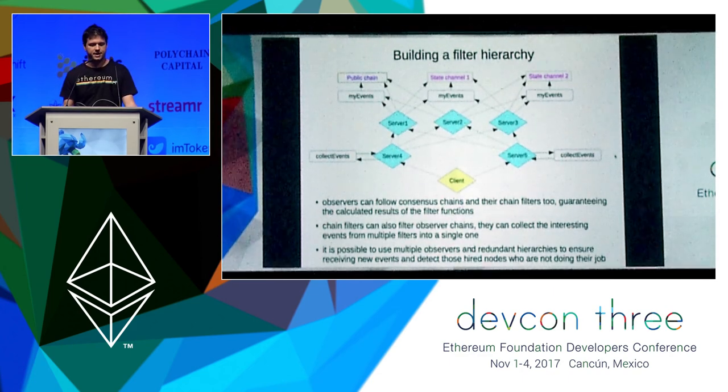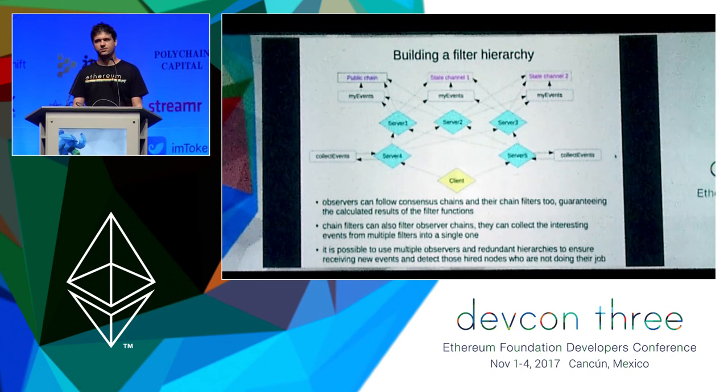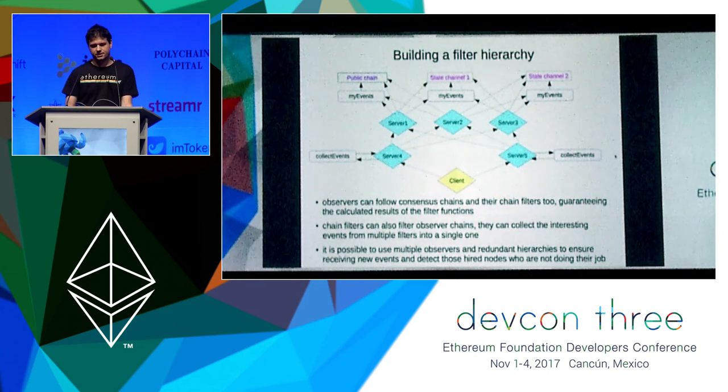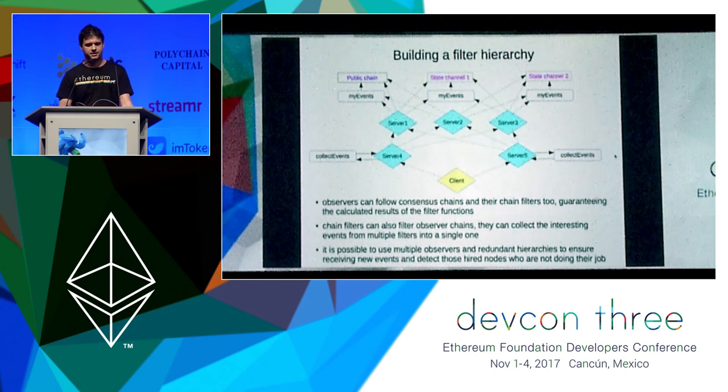And now let's see how we can realize a filtering and observing hierarchy with these primitives. Here's an example scenario where there's a public chain and two state channels, and the user has its own chain filters defined for all three of them, which are called my events. And these chains and chain filters are processed by hired servers, servers 1, 2, and 3 in this case, who give certificates about the validity of the input chains and also the results of the user's chain filters.